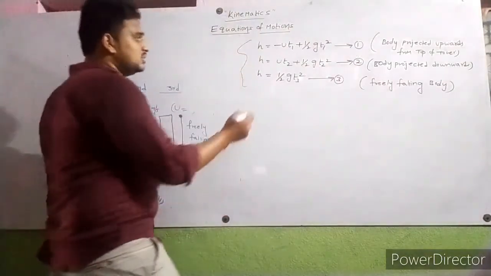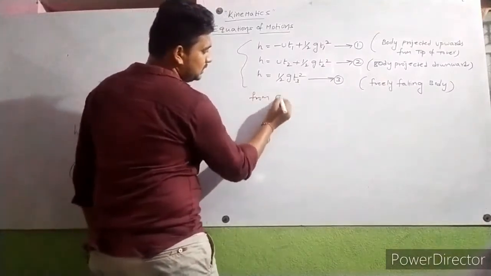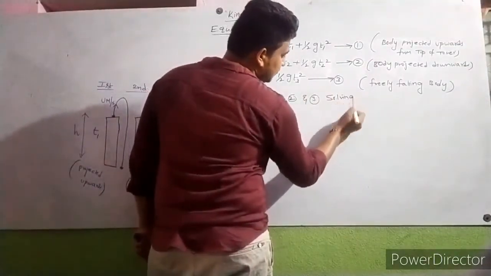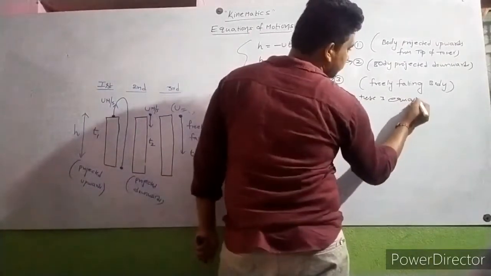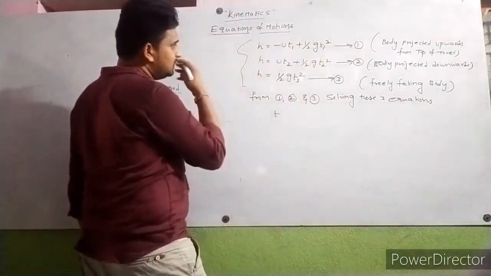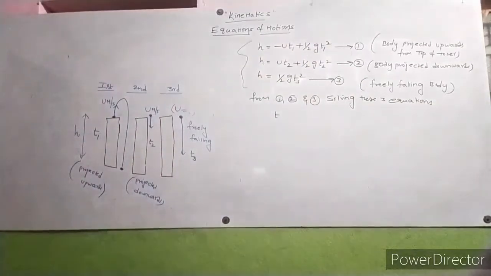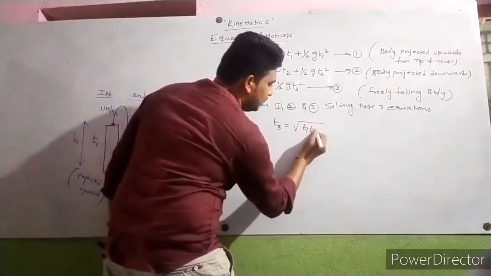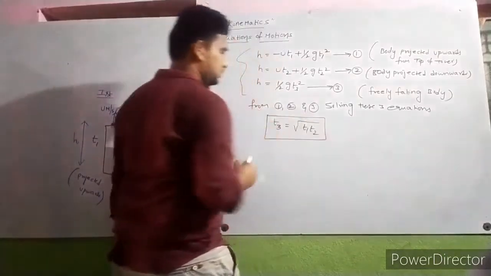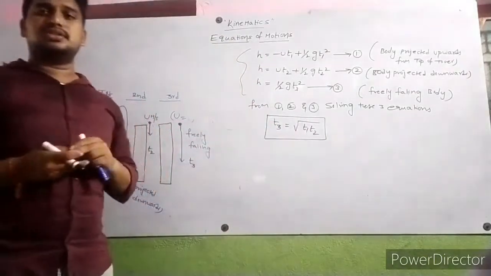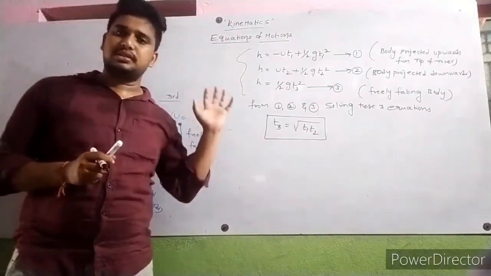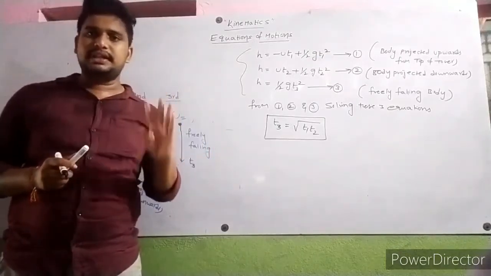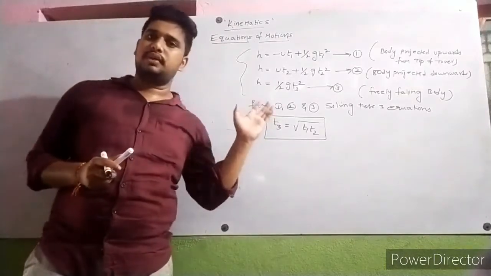Solving these three equations 1, 2 and 3, we'll get t3 = square root of t1 into t2. So this is a very important application. I hope you all understood it. Whenever problems like this are given, we simply apply the relation between t1, t2 and t3: t3 is equal to square root of t1 into t2.